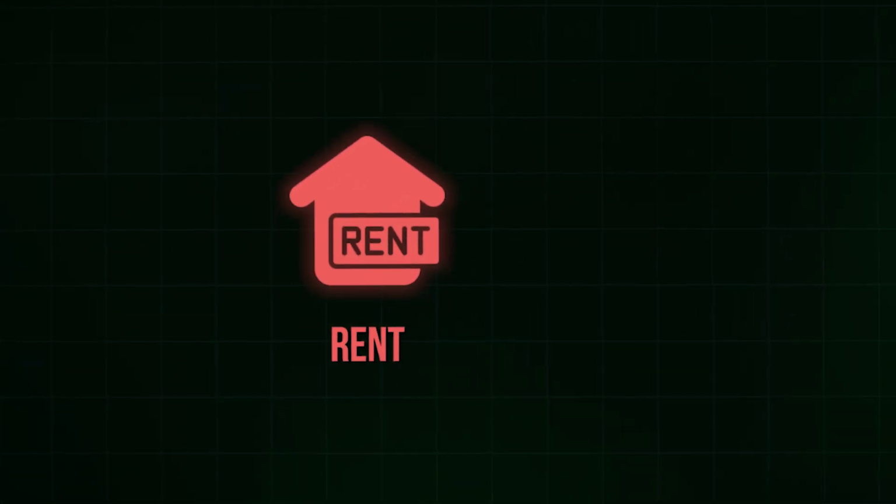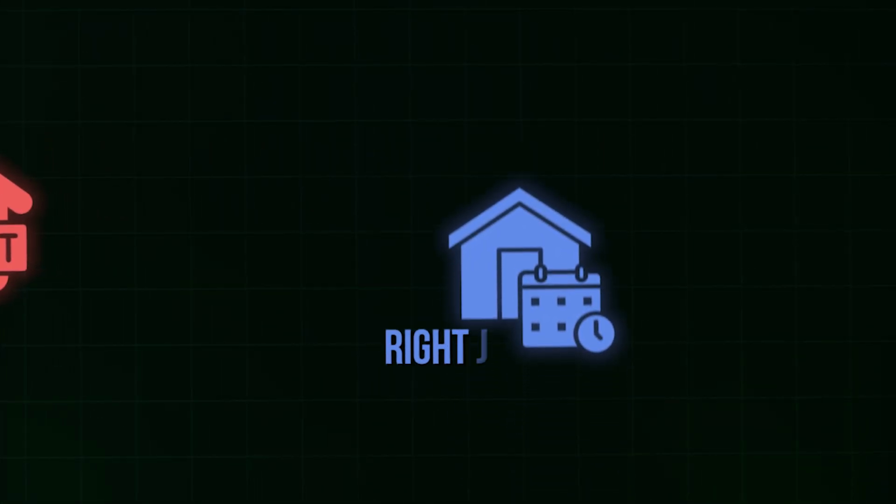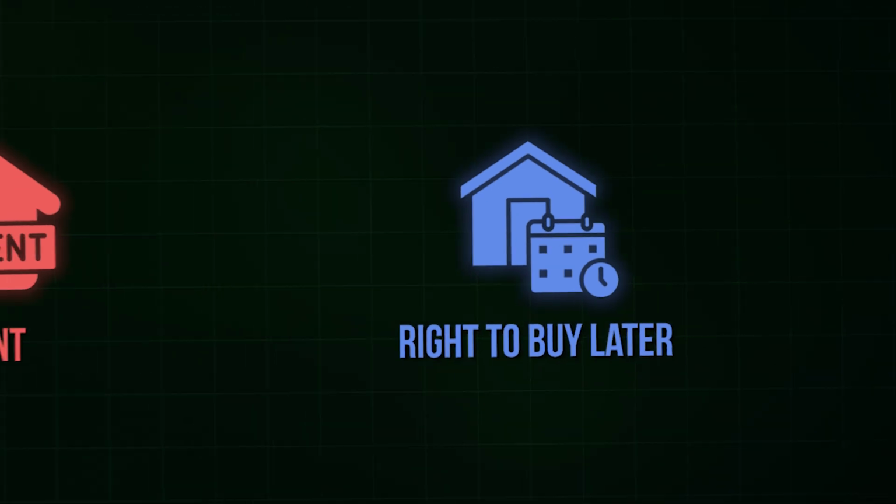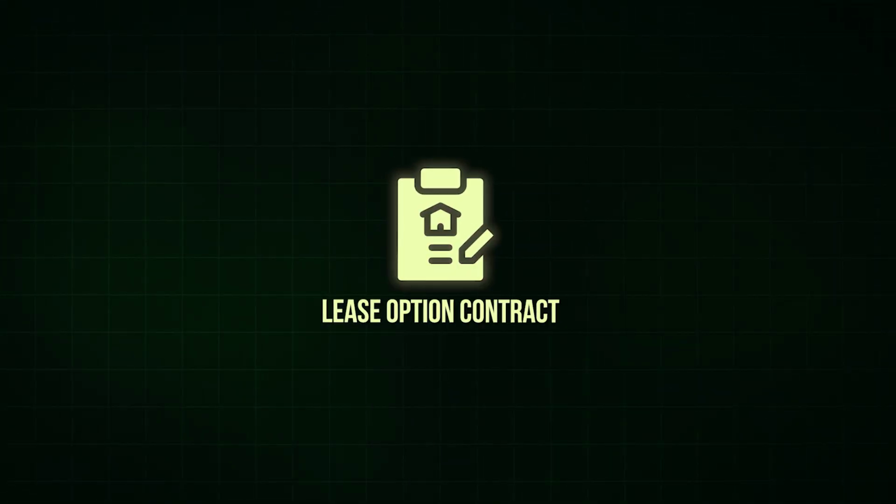So let's dive in. What is a lease option? A lease option is two things combined. It's a lease agreement where you rent the property from the seller, and number two, an option agreement that locks in a certain price for a certain amount of time. That way you can purchase it later at an agreed price.